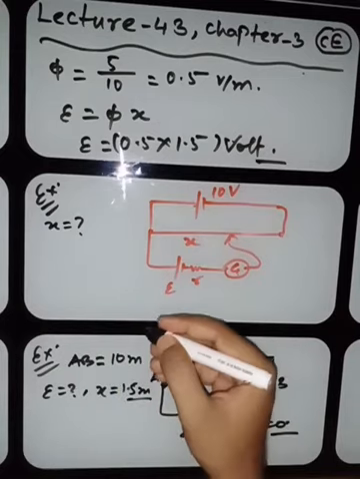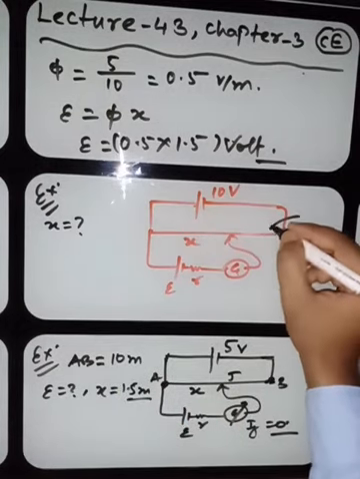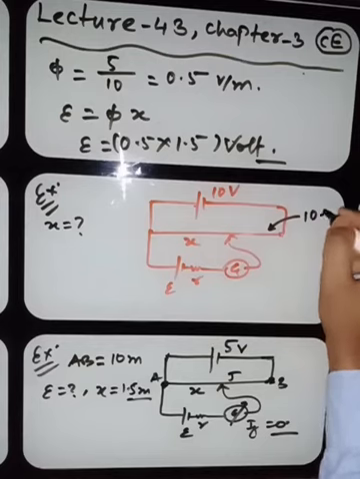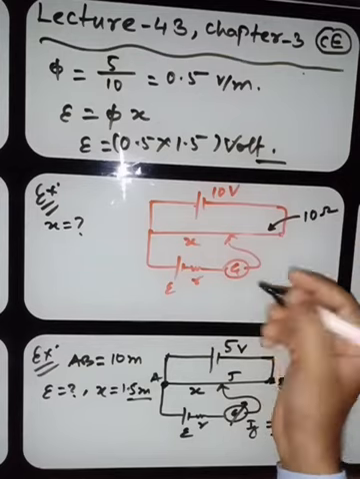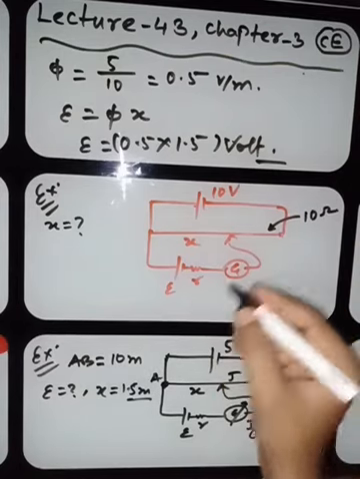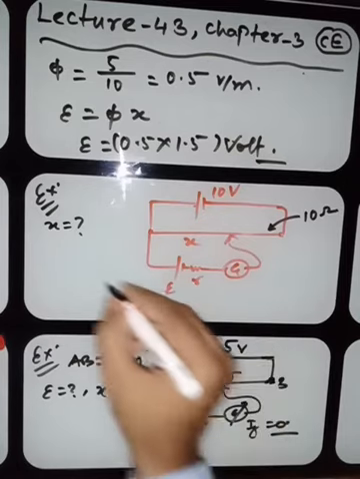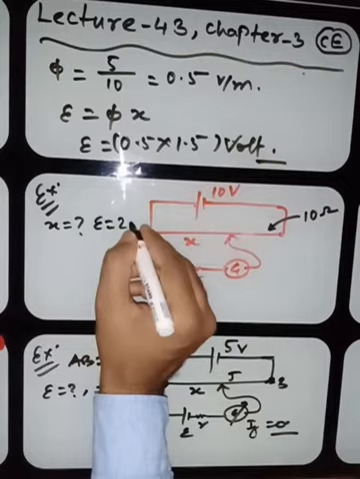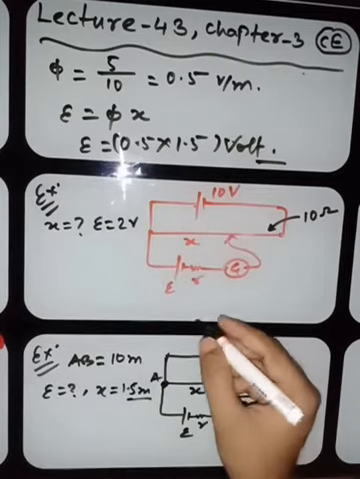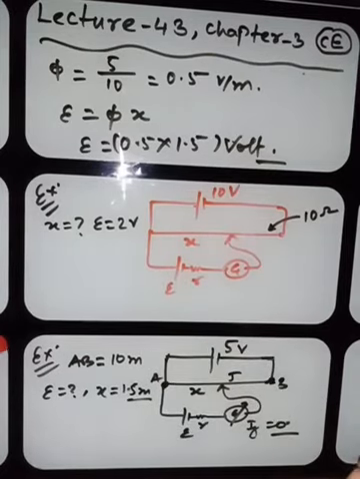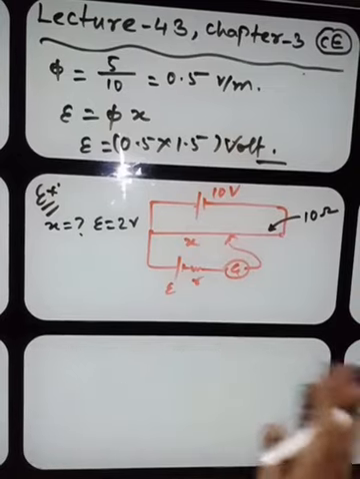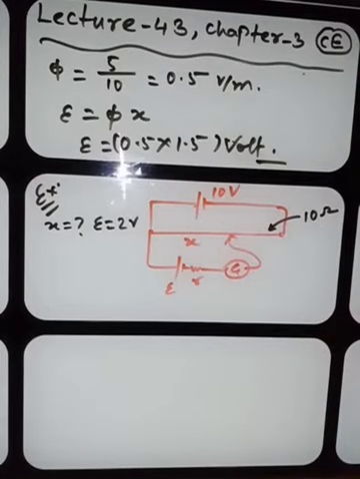Suppose it is 10 volt. The resistance of this wire is also given. Suppose it is 10 ohm. You have to find X. This E is suppose 2 volt. You have to find the value of X. Okay, try to find out. Could you find, my dear student?